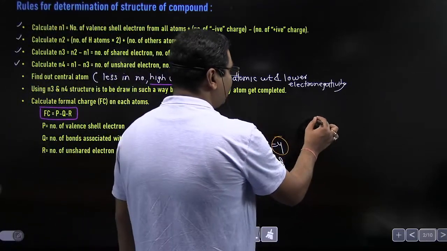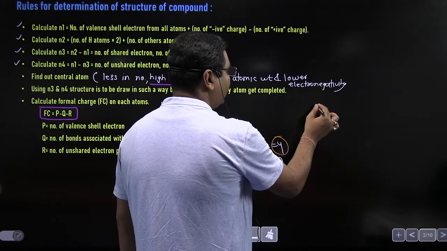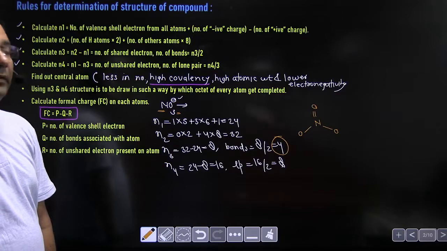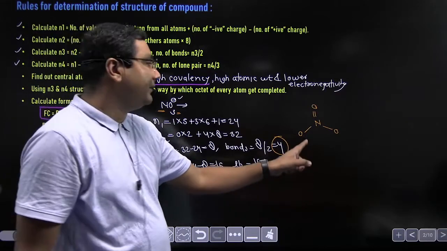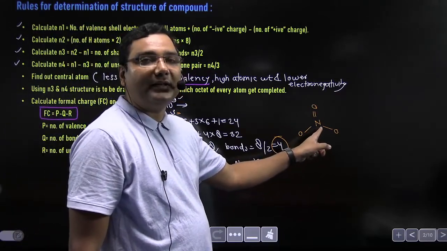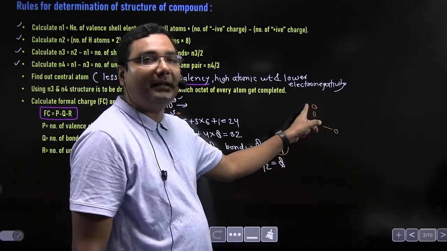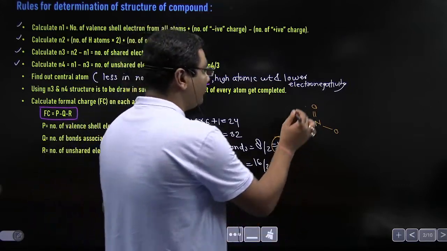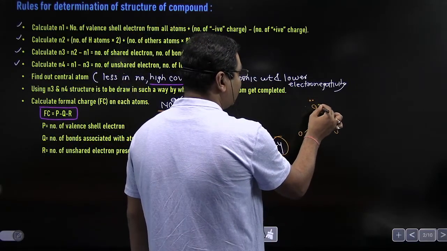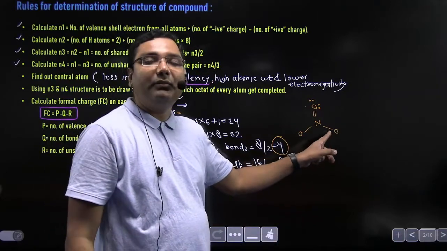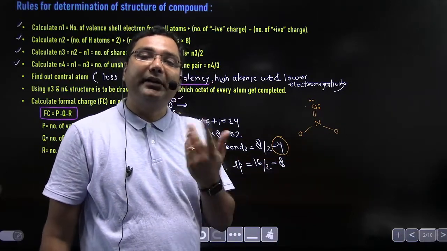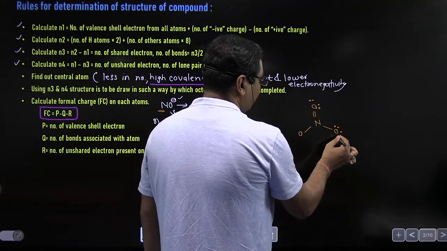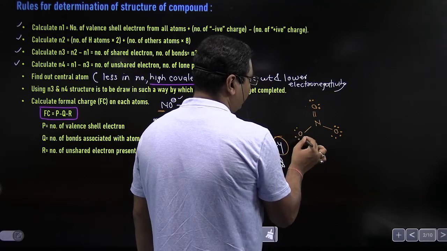So we can draw the structure of NO3 like this. This is 1 oxygen with a double bond and 2 oxygen with a single bond. Now we have to complete the octet of each atom. Nitrogen contains 4 bonds, so its octet is complete, while this oxygen contains a double bond, meaning 4 electrons, so it requires 4 more electrons, that is 2 lone pairs. This oxygen contains one bond, meaning 2 electrons, so 6 more electrons are required to complete the octet, that is 3 lone pairs. It also requires 3 more lone pairs.